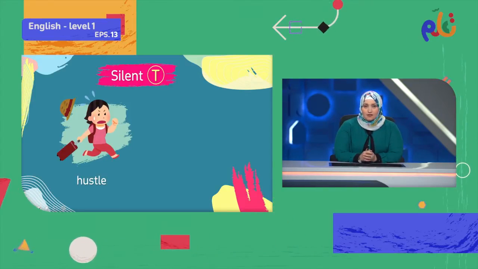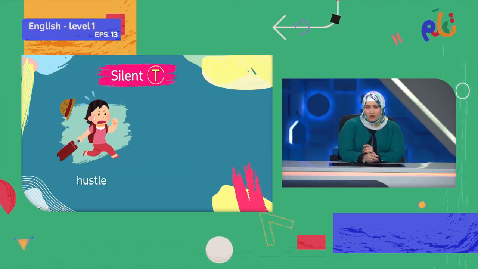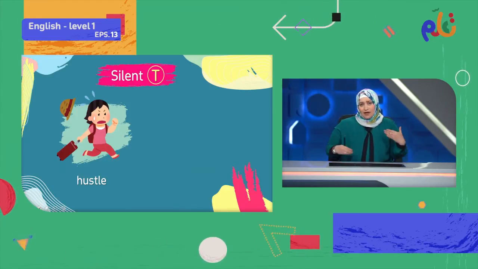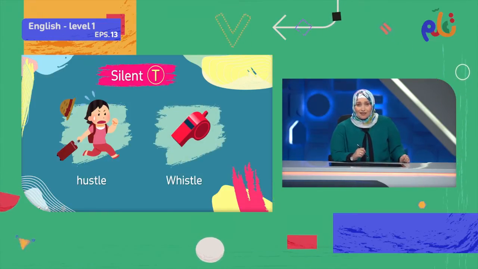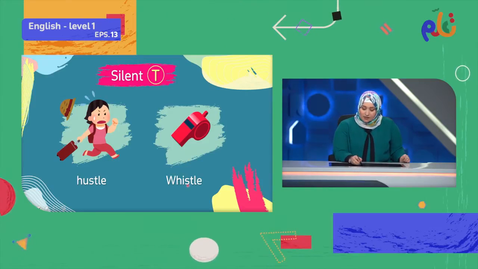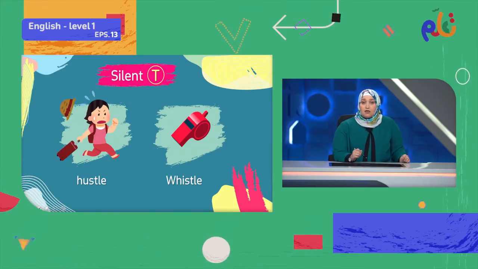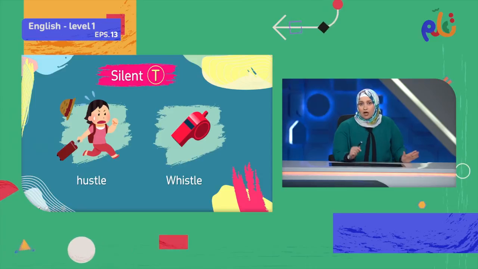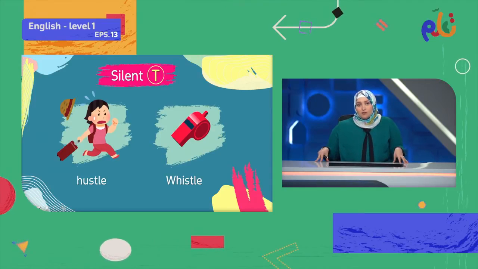Hustle. We did not pronounce the T. Hustle means someone is running so fast, with a lot of energy, running quickly like someone hurrying. It's called hustle. Whistle. Here the S appeared, a T followed, then L E followed the T. In this case the T is silent because rule number two applies. We could apply rule number two because the S appeared, the T was in between, then the word ended with L E.